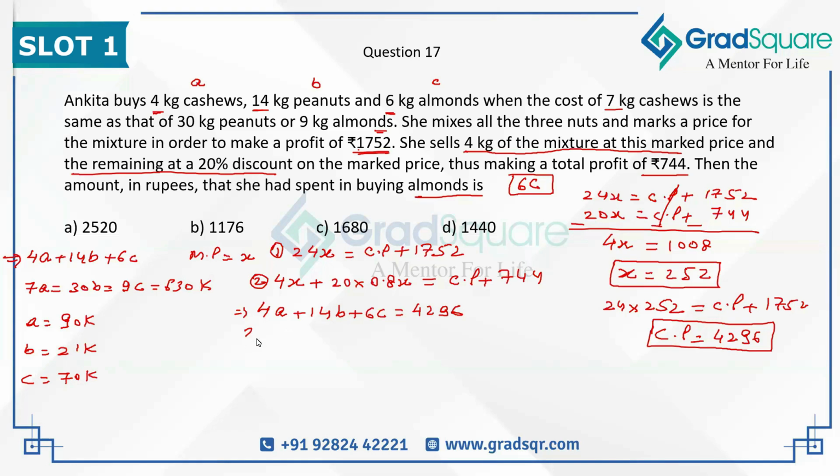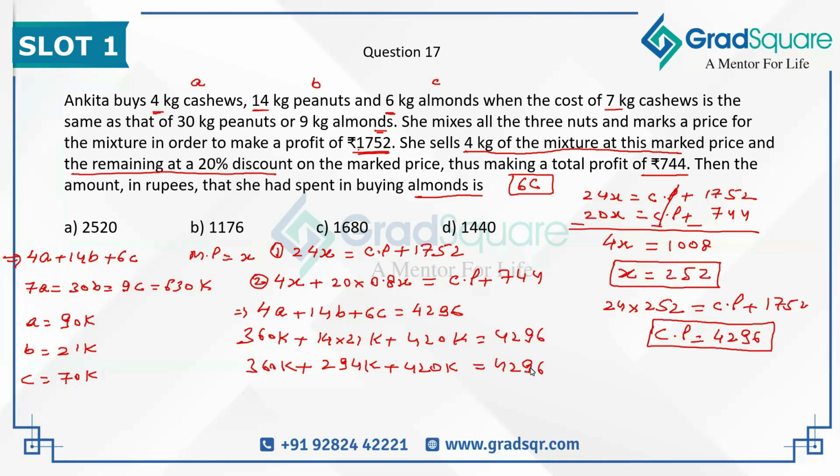So 4A will turn out to be what? 360K. 14B would turn out to be what? 14 into 21K. And 6C will turn out to be equal to what? 420K. Okay, that value should be equal to 4296. So 14 into 21 would turn out to be 294K. So you have 294K over here, you have 420K over here, and you have 360K over here. That value should turn out to be equal to 4296.